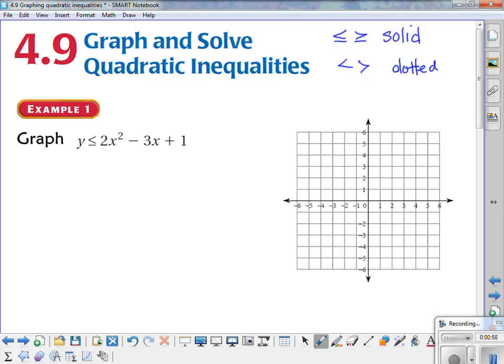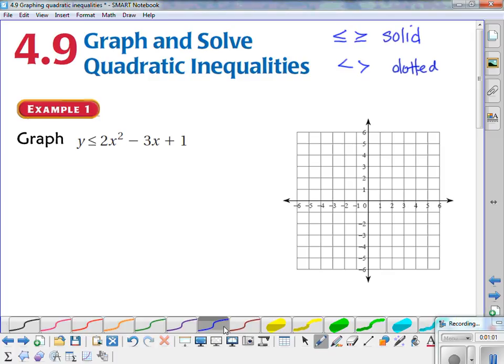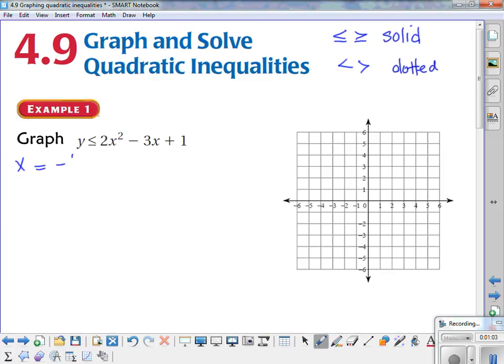So since this is in standard form, I'm going to have to figure out my axis of symmetry. So negative b would be positive 3 over 2 times 2. I get 3/4. So my axis of symmetry is at x equals 3/4.